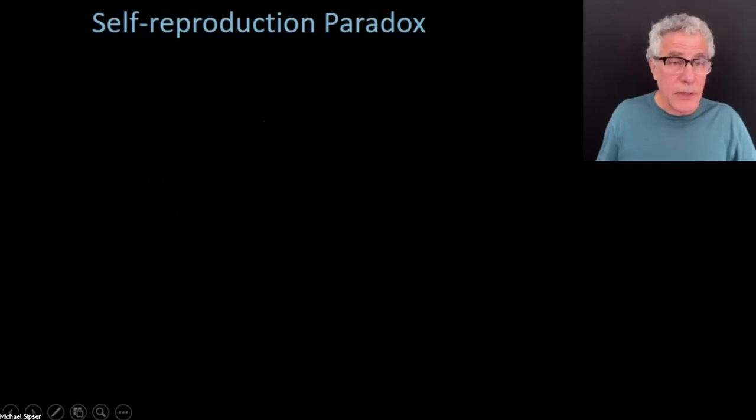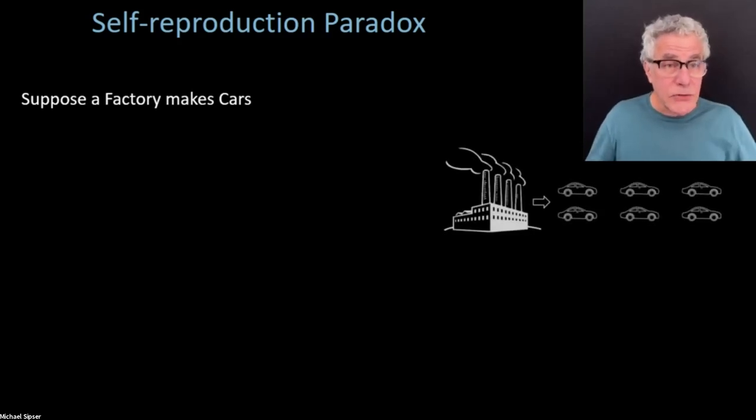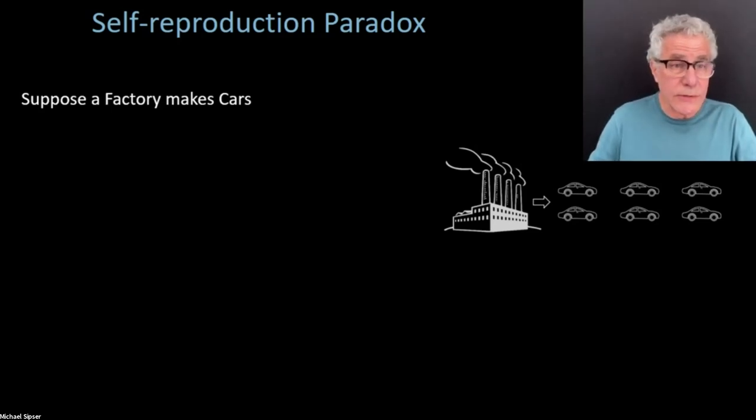Okay, so today's topic is about self-reference, self-reproducing machines, and the broader topic called the recursion theorem. So let me introduce it with what I would call the self-reproduction paradox. And that is, suppose you have a factory, like a Tesla factory, a car manufacturing factory. Here's a picture of that factory, and it's producing cars. All right. So we have a factory that makes cars.